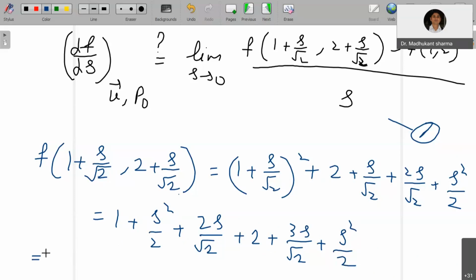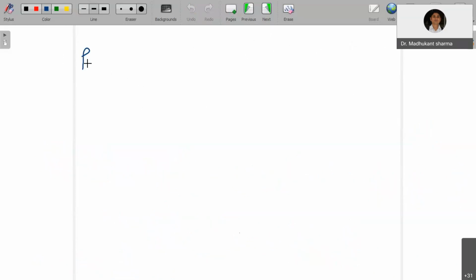Now this is going to be further simplified. 1 plus 2 is 3, plus s square by 2 plus s square by 2 is s square. Now 2s by root 2 plus 3s by root 2 is 5 times s by root 2. Also you can find f of (1, 2), which is 1 square plus 1 into 2, that is going to be 3.